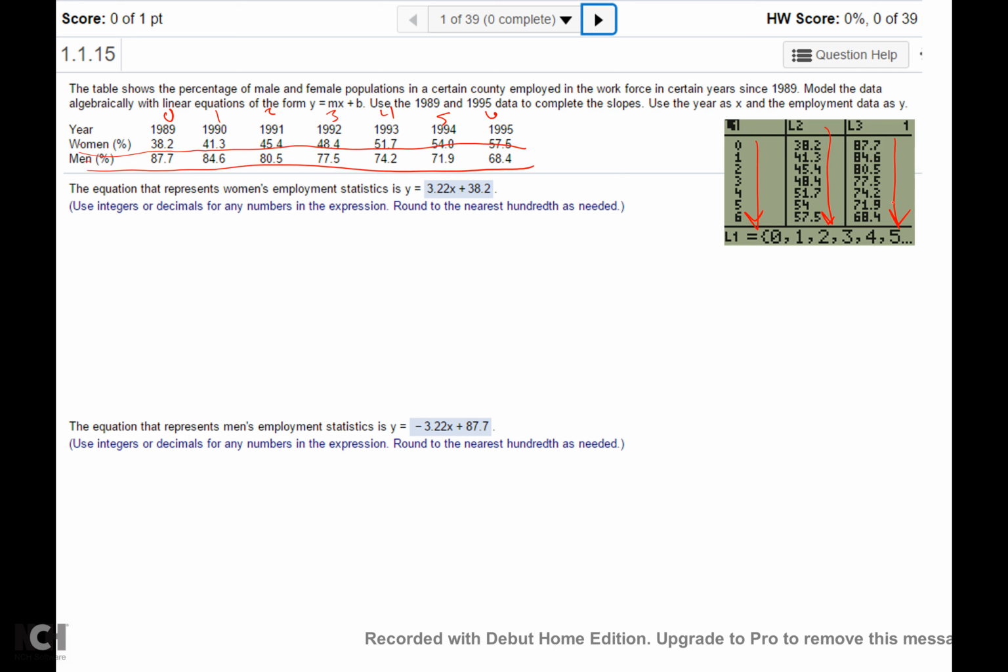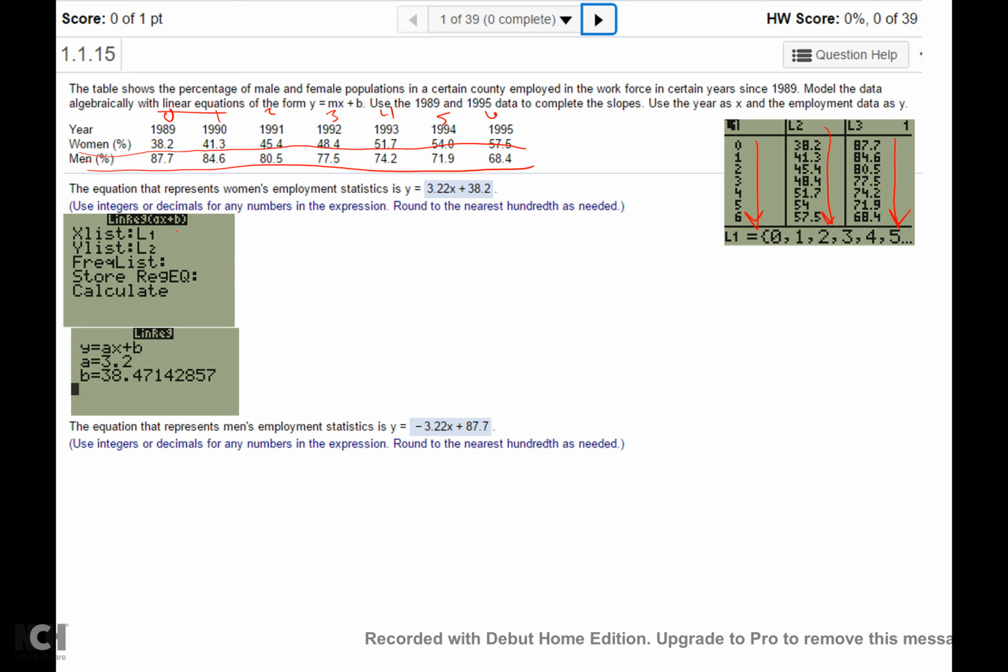Then we want to calculate linear regressions because they want us to find linear equations. So if I go to stat, calc, and do lin regression, it gives me 3.2. So my equation would be y equals 3.2x plus 38.47, or 38.5 if we round it. Now, if you notice, that's different from their answer, and that's because they wanted us to do it by hand and use the 1989 and the 1995 data, which is this one and this one.